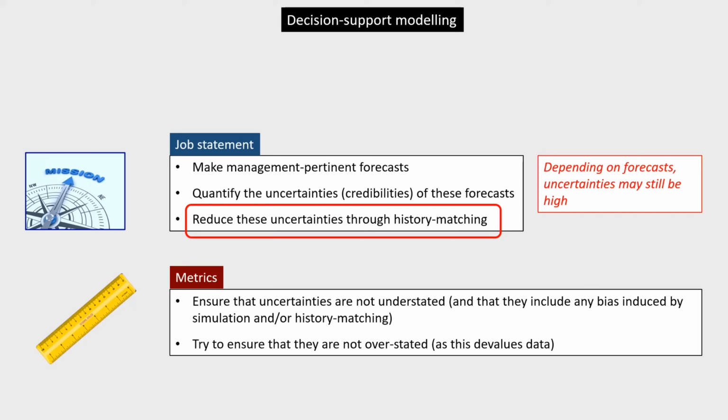So my metrics then are not to understate uncertainty, but not to overstate it by any more than I can help. And I do this by harvesting information from data and taking that information to the decision-making process, to the decisions, to reduce the uncertainty of the predictions that the model is making.